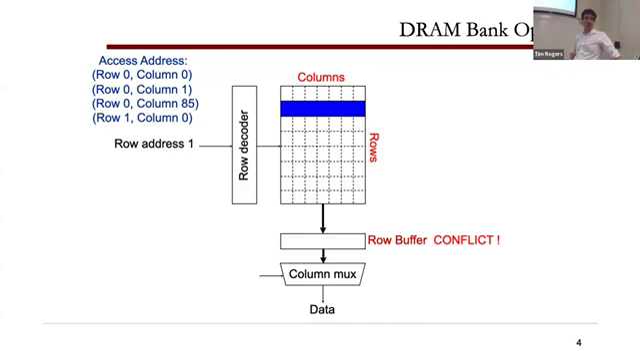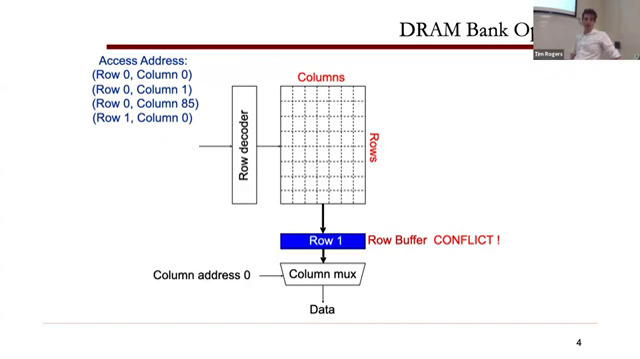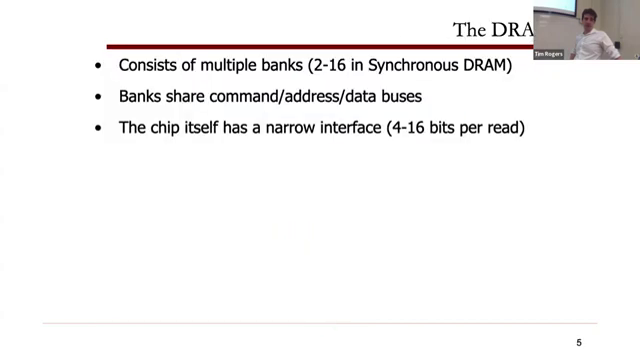I have to send the new address and then I have to reopen a different row. It gets read out, and then I can read out the data and so on. Okay, makes sense? All right.